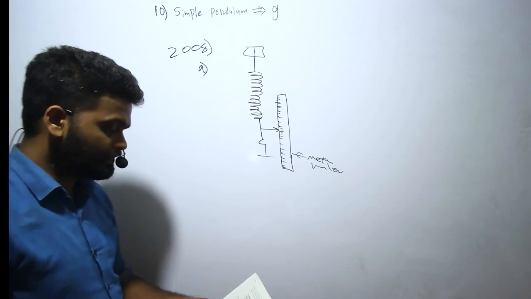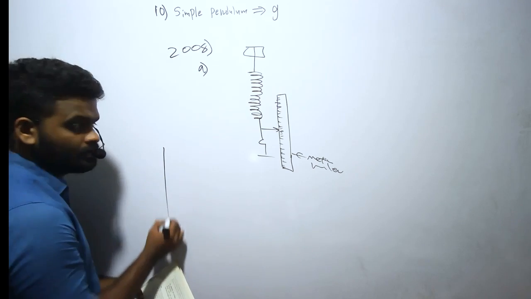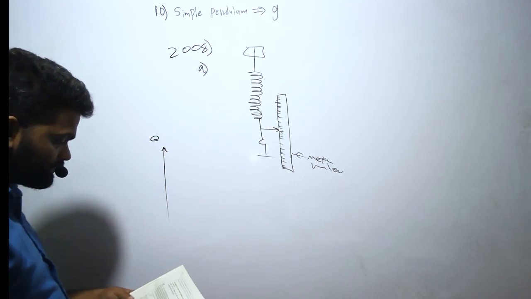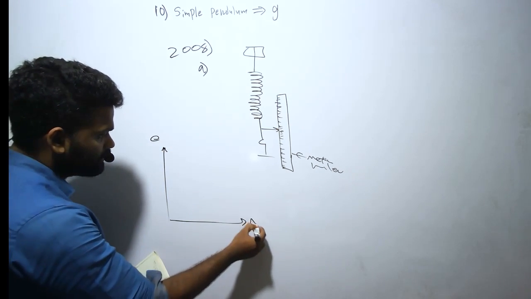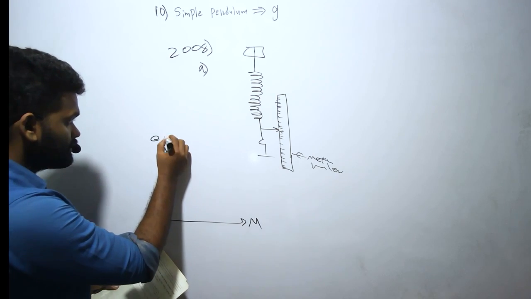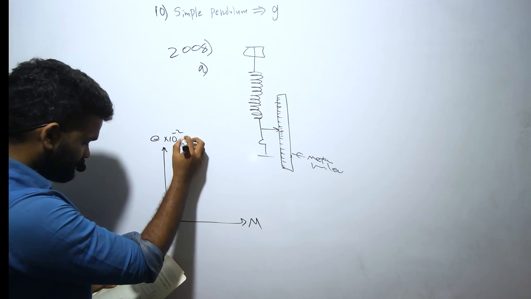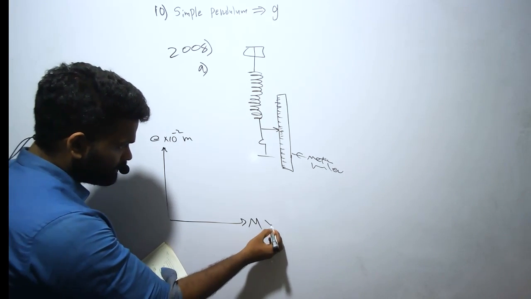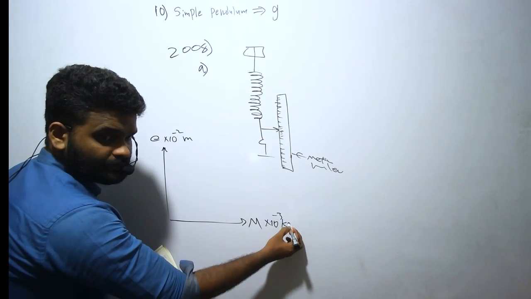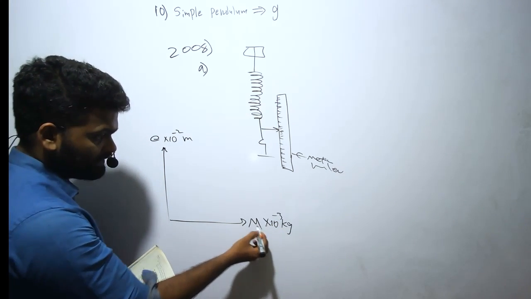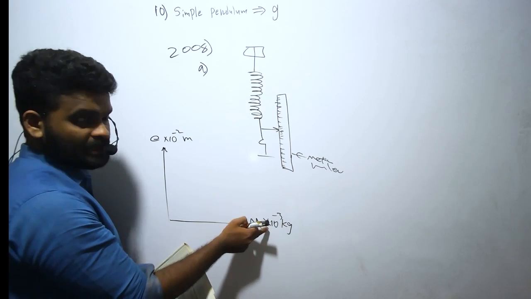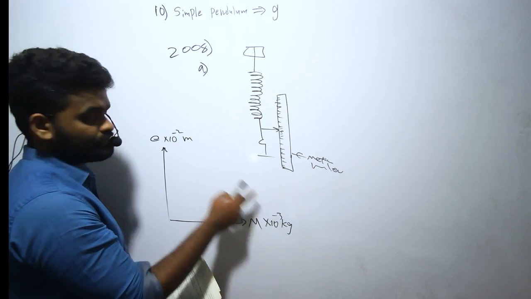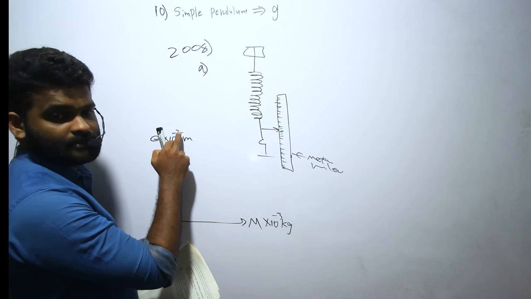Okay, simple B part. Extension versus load. Extension has a factor of 10 to the power minus 2 meters. Load is 10 to the power minus 3 kilograms, right? So whatever coordinate you take, you have to multiply that by these numbers, right? If it is a mass, 10 to the power minus 3. If it is extension, 10 to the power minus 2.